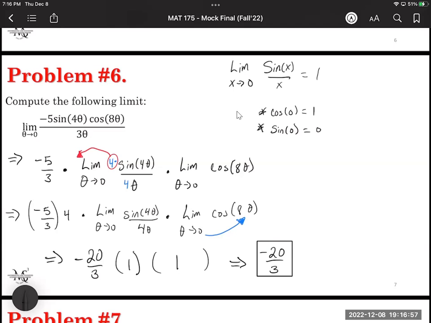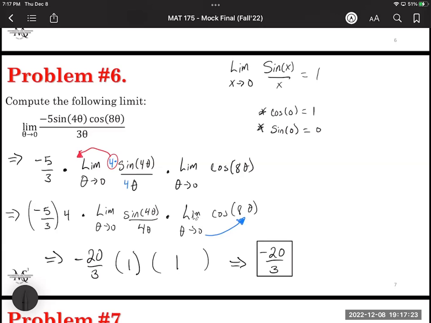I kind of give up because theta is going to 0, right? It's a special limit. So as long as whatever's in the denominator and whatever you have inside the parentheses match, as long as you have a matching pair, as theta goes to 0, this whole thing is going to go to 1. Okay, got it.